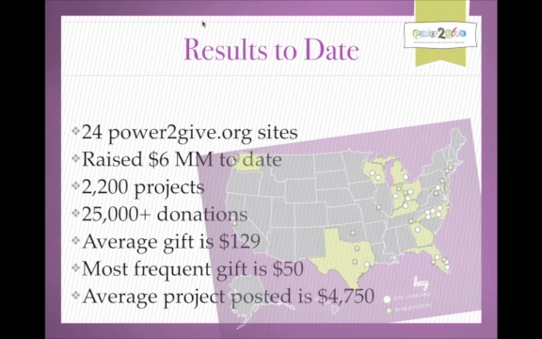Some results to date for Power to Give around the country. We're now in 24 communities around the country, mostly in the Midwest and the Southeast, but we are expanding nationwide. We have just crossed the $6 million mark for raising funds for 2,200 projects, and that represents over 25,000 individual donations. The average gift on Power to Give is around $130, but the most frequent gift is more towards the $50 mark. And as I said, the average project is around $4,700.